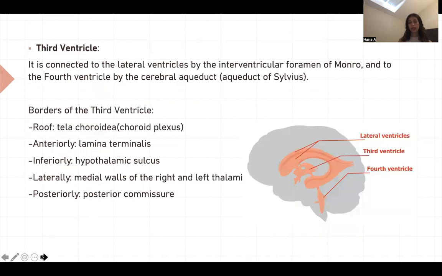So the next ventricle is the 3rd ventricle. We already talked about its connection with the lateral ventricles through the interventricular foramen of Monro. And this 3rd ventricle then connects with the 4th ventricle through the cerebral aqueduct of Sylvius. So the borders of the 3rd ventricle, a bit about them. The roof is the tela choroidea. Anteriorly, we have the lamina terminalis. Inferiorly is the hypothalamic sulcus. Laterally, we have the medial walls of the right and left thalami, and finally, posteriorly is the posterior commissure.